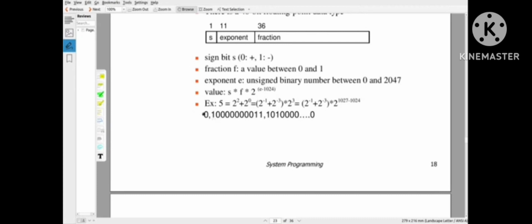And for the fraction, the value 0.5 is represented using this representation. 2 raised to minus 1 is the first position. This represents 2 raised to minus 1, this represents 2 raised to minus 2, and this represents 2 raised to minus 3. So that's why 1 0 1, remaining all zeros. So this is the floating point number 5.